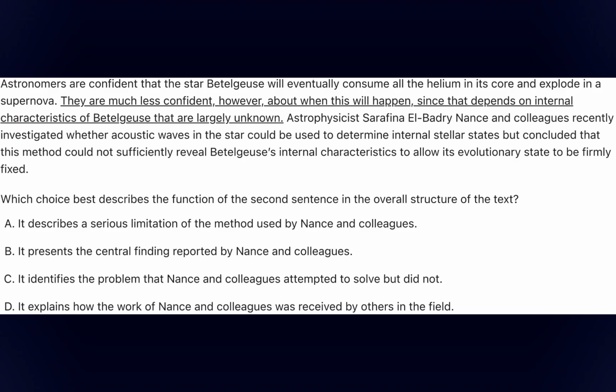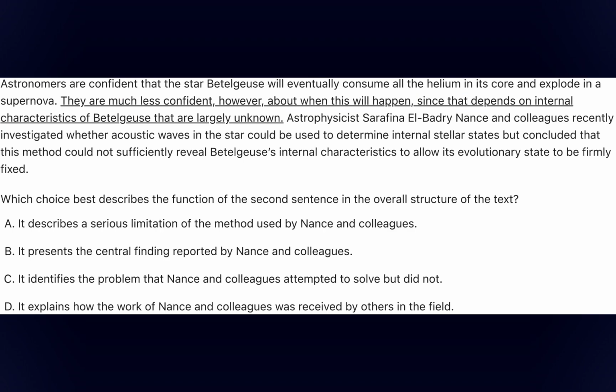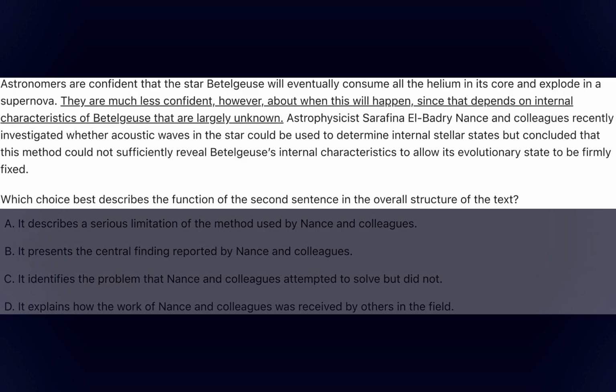Let's look at another example. This one is a little different since it asks for the overall structure of the underlined sentence only. However, for these questions, we need to read the entire passage to get an understanding of what the function of the underlined sentence has to do with the overall structure.